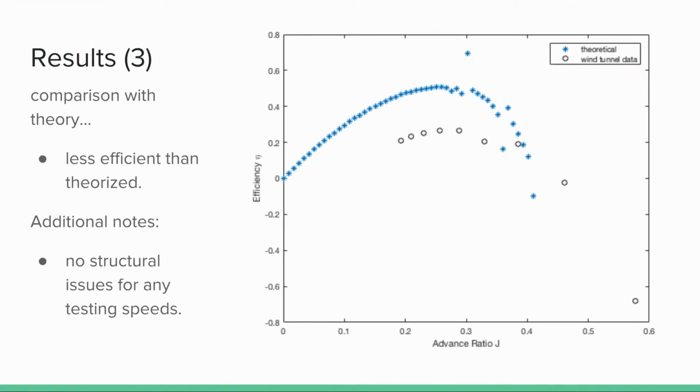However, this maximum was just 0.001 higher than what we received at 9,000 RPM, so it was quite close. Comparing our theory with our empirical values, we see that we're significantly less efficient than we theorized. One other important note is that we did not have any structural issues once we were doing the wind tunnel testing.